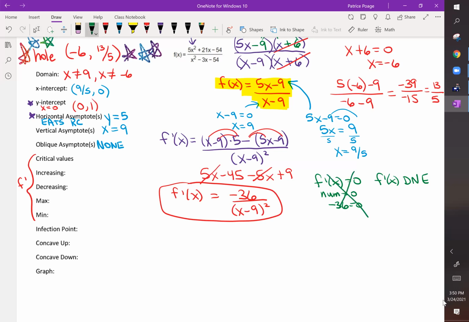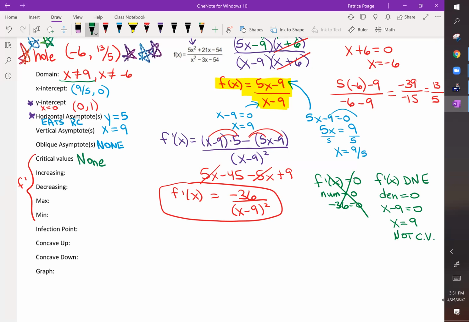My derivative does not exist wherever my denominator equals 0. And you only have to do what's in the parentheses. And I get x equals 9. And then I ask myself, is that a critical value? No, it's not, because my domain said that x cannot be 9. So it's not a critical value. So I checked the 2 places that could give me critical values and I didn't get any. So that means there are no critical values.